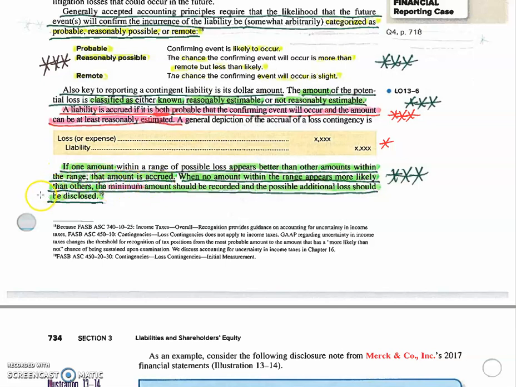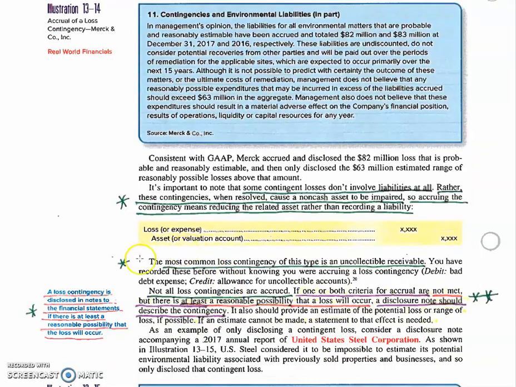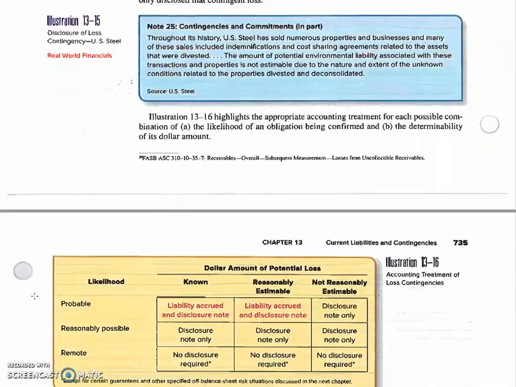Down here they talk about if a contingency can only be estimated within a range, then the minimum amount should be accrued. That is, again, if it is both probable and the amount can be reasonably estimated within a range. And they talk about loss contingency is disclosed in the notes to the financial statements if there is at least a reasonable possibility that the loss will occur.